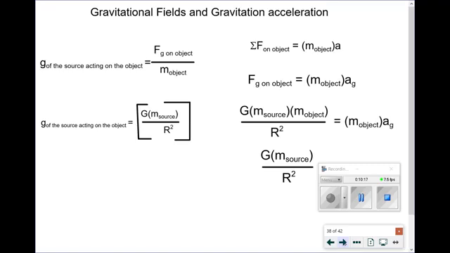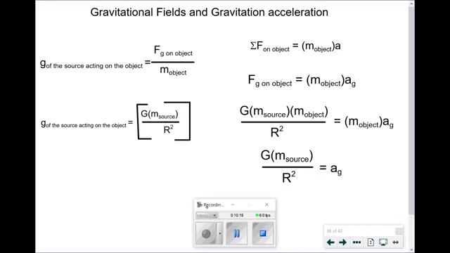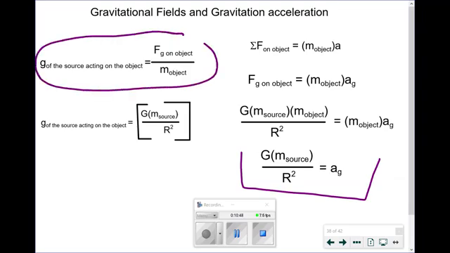We also see another commonality that pops up when looking at the gravitational field equation from a source's perspective. We see that the gravitational field equation is GM source over r squared, which is the exact same equation we got for the acceleration due to gravity created by a planet. And that makes a lot of sense because if we go back to the definition of gravitational field acting on an object, it's the force divided by mass.